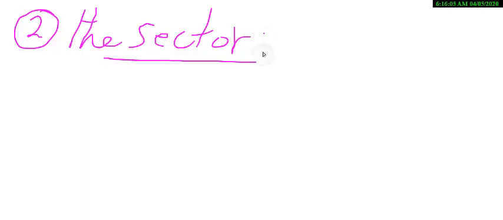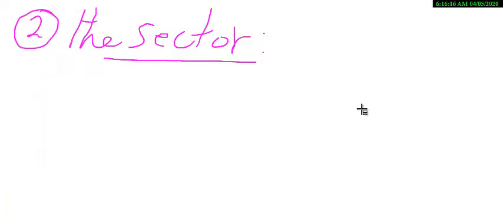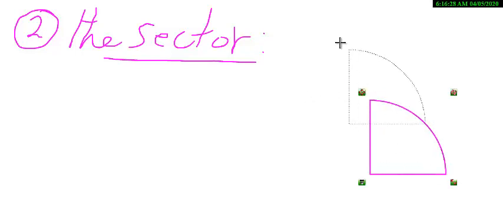We need to understand what is the meaning of the sector. To have a look about the sector, we need to go through some graphs. So I'm gonna graph a sector here, and this will be the sector. It's a part of the circle, but it has some condition. What is the condition of the sector?